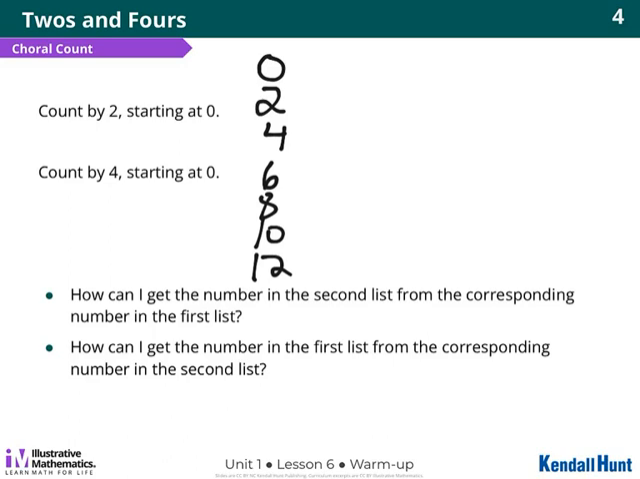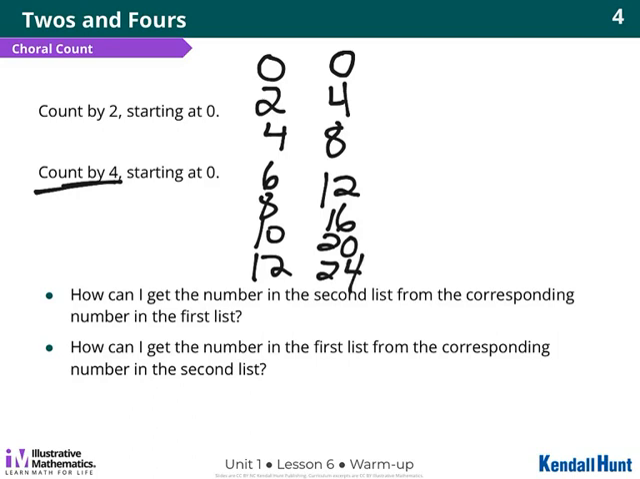Now we're going to choral count by 4, starting at 0. Are you guys ready? 0. 4, 8, 12, 16, 20, 24, 28, 32, 36, 40, 44, 48, 52. Good job. Okay, stop there.